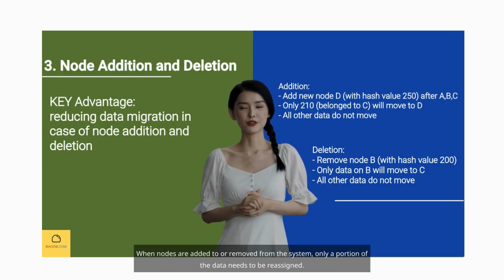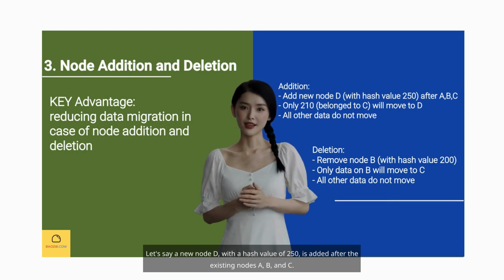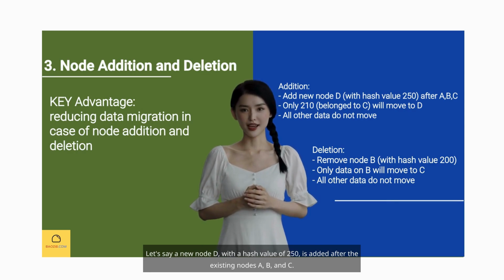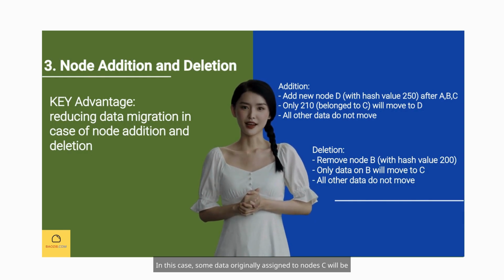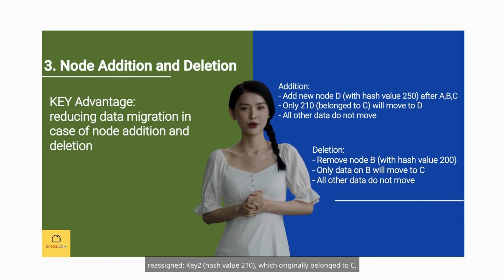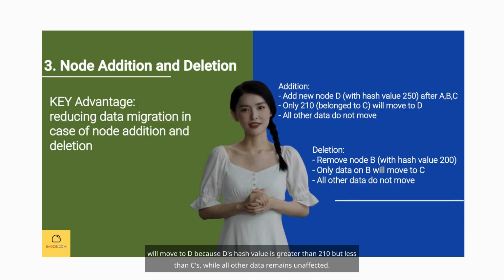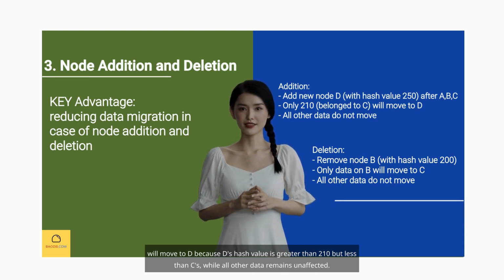A key advantage of consistent hashing is reduced data migration. When nodes are added to or removed from the system, only a portion of the data needs to be reassigned. Let's say a new node D, with a hash value of 250, is added after the existing nodes A, B, and C. In this case, some data originally assigned to node C will be reassigned. Key 2, hash value 210, which originally belonged to C, will move to D because D's hash value is greater than 210 but less than C's, while all other data remains unaffected.